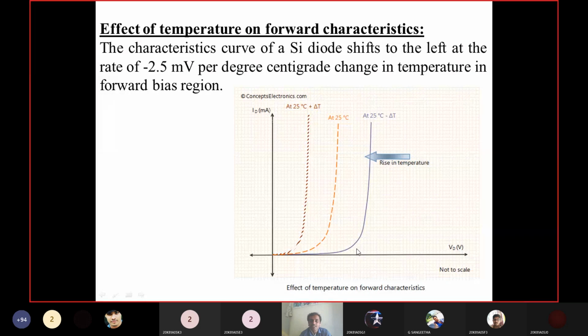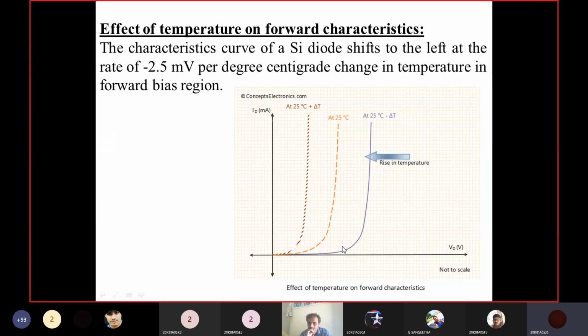If you increase the temperature, what happens? The threshold voltage decreases. What is the rate of decrease? Minus 2.5 millivolts per degree centigrade. If you increase the temperature by each 1 degree, the threshold voltage will decrease by 2.5 millivolts.